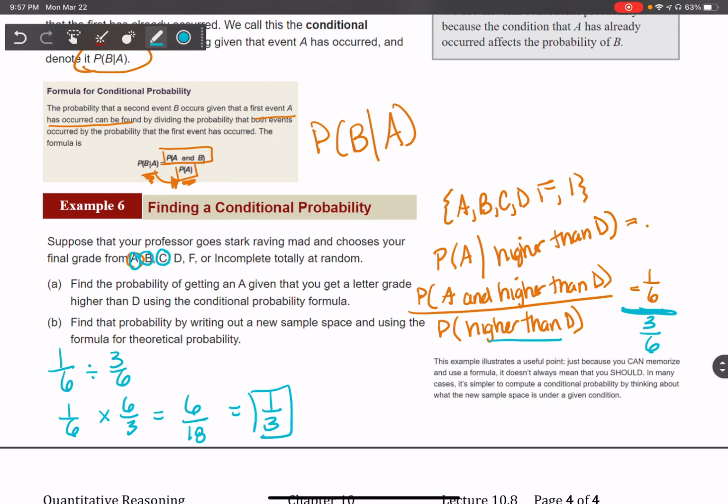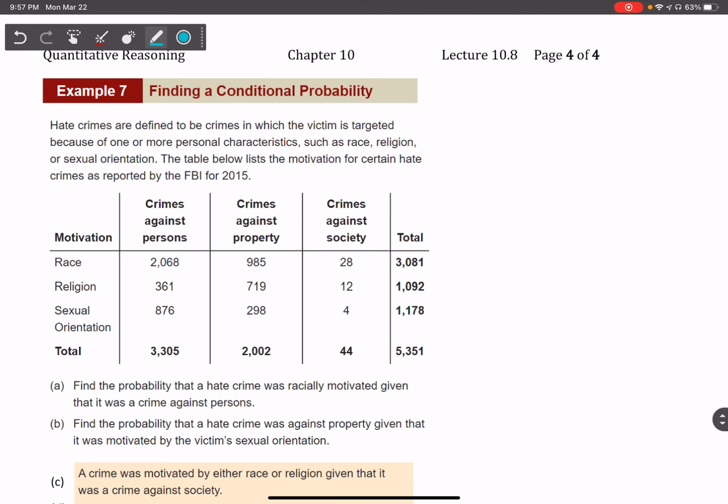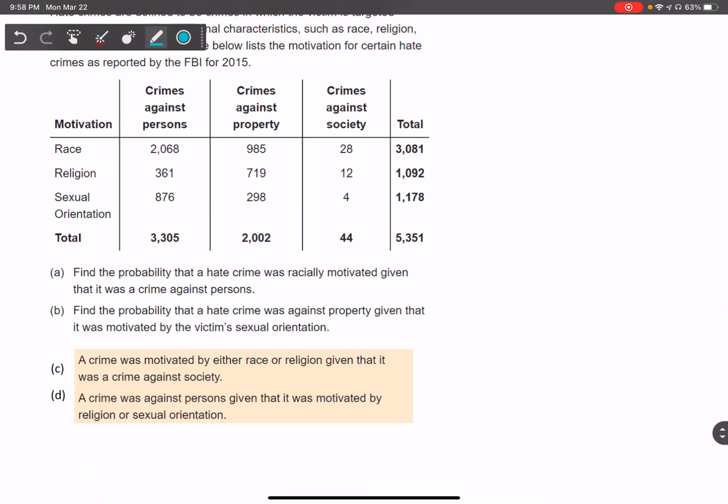All right, let's go ahead and look at this last example, example 7. Hate crimes are defined to be crimes in which the victim is targeted because of one or more personal characteristics, such as race, religion, or sexual orientation. The table below lists the motivation for certain hate crimes as reported by the FBI in 2015. Okay, we are going to have to do a little math here. We're going to look at this table. It says find the probability that a hate crime was racially motivated given that it was a crime against persons.